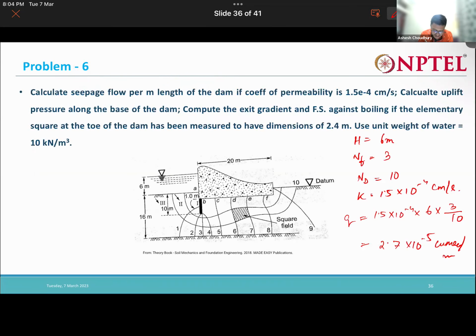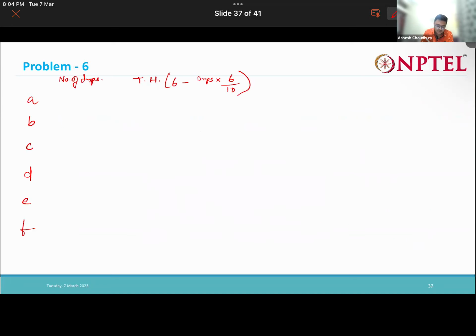See, total 6 meter is lost, right? And 6 meter of head is lost in 10 number of drops. So in one drop, 6 by 10 amount of head is lost, right? So that's why 6 by 10. So total head will be 6 minus number of drops into 6 by 10. Then we will have the elevation head. Then we'll have the pressure head. Then we'll have the uplift pressure.